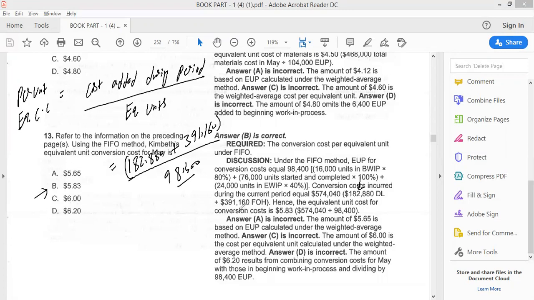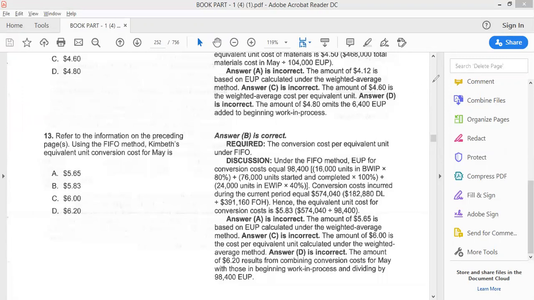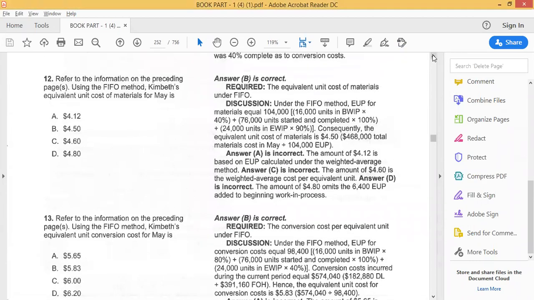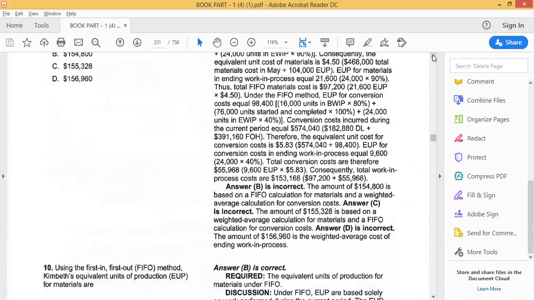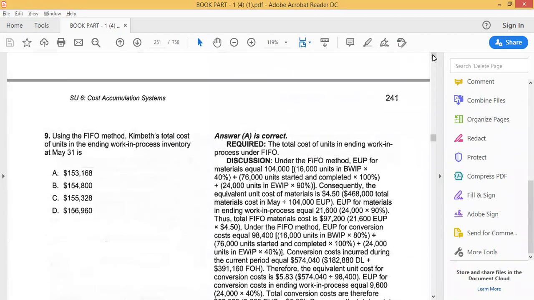So now students, you already have both of the figures and you are in a position to go for question number 9. In question number 9, actually, we have to evaluate work in process. Evaluation of work in process we are having in question number 9. So here you have to calculate the value of work in process. Yes, friends. So here we are having the formula.